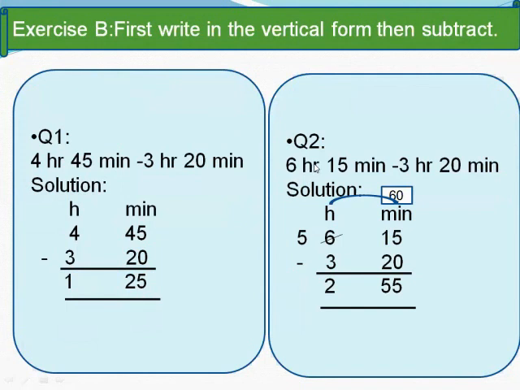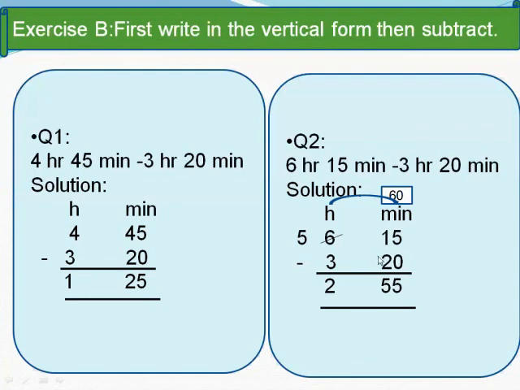Now move to the next one: 6 hours 15 minutes minus 3 hours 20 minutes. See the solution. According to the question, write the sum in vertical form. So first of all we write the units, hours and minutes. Now we put here 6 hours and 15 minutes minus 3 hours and 20 minutes. Now start our work from the minute side. 15 minutes minus 20 minutes. Again the same problem. 15 minus 20? No, there is no possibility.